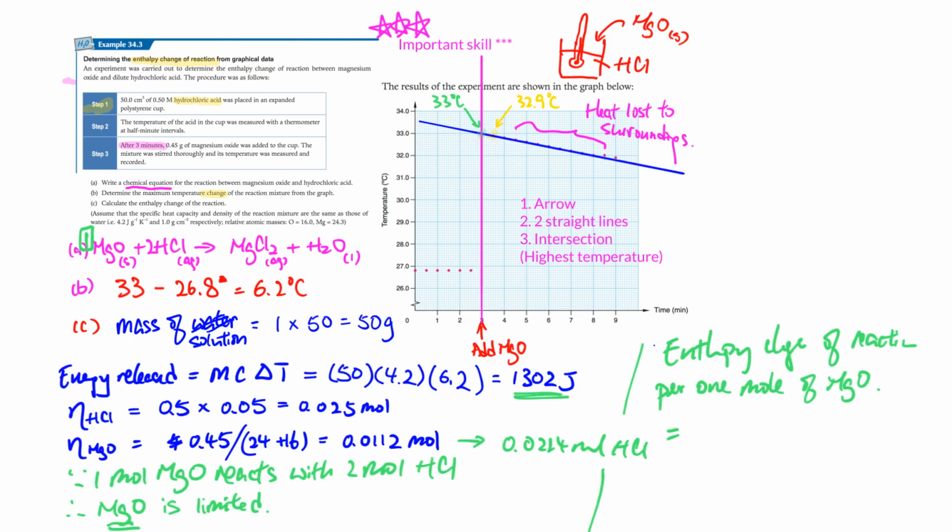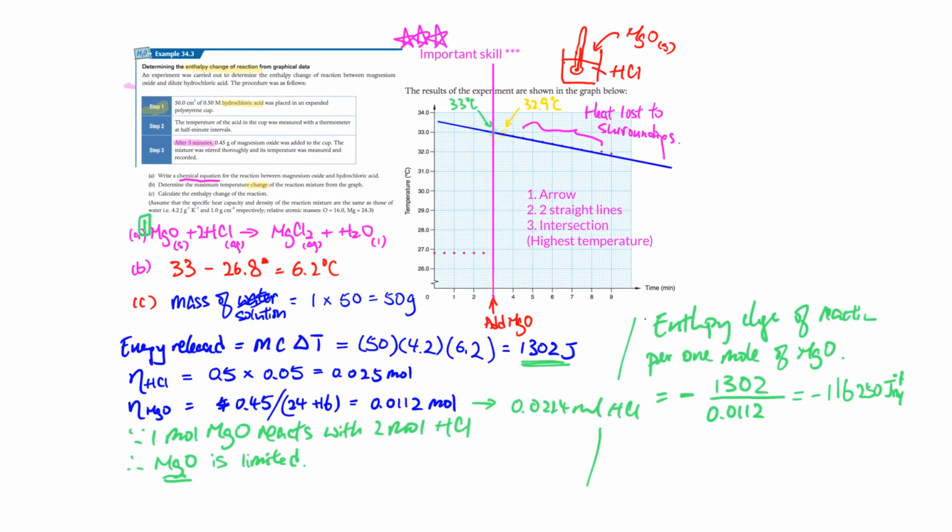Because it is a heat release, temperature rise, it is an exothermic reaction, so I know that this will be negative 1302 over 0.0112. So the answer for this one will be negative 116,250 joule per mole. Very close to the edge. So at the end, we would like to consider that the enthalpy change of reaction for this will be negative 116.25 kilojoule per mole.